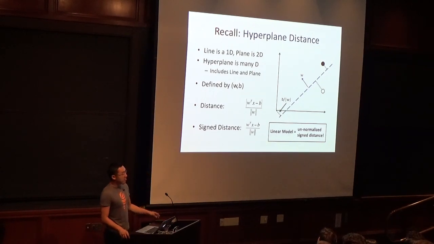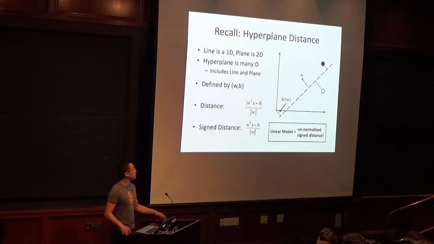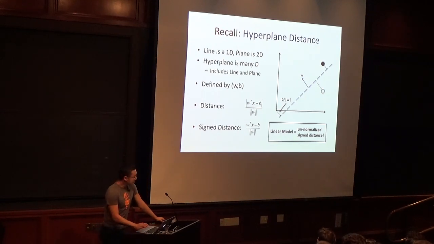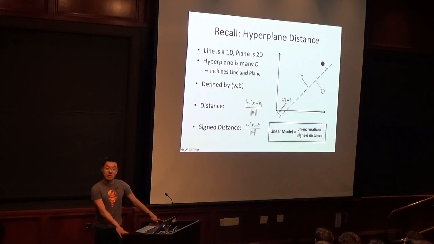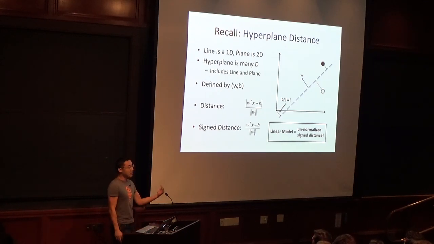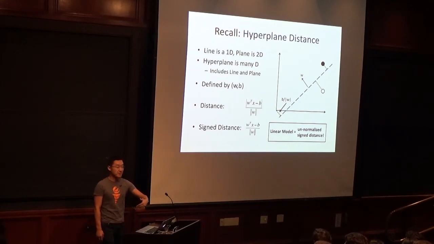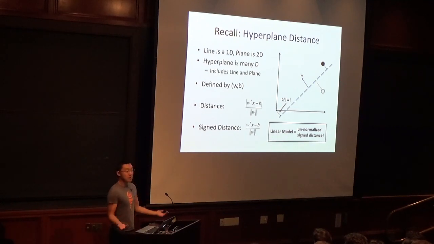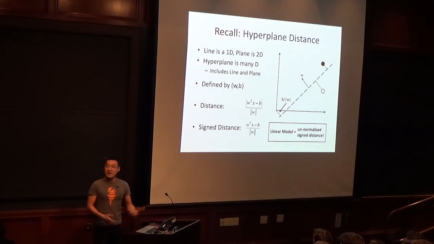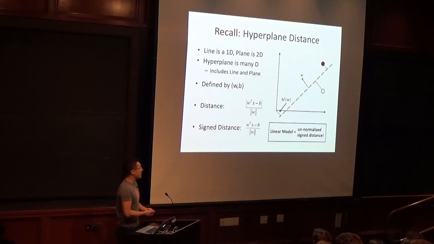The distance from a point to a hyperplane is given by this formula. You should have all learned this from your geometry class. We can also think of the signed distance, where we don't take the absolute value in the numerator. Now this gives us not only the distance from the point to the hyperplane, but which face it is on. Is it on the positive face or the negative face of the hyperplane? And a linear model from this geometric perspective simply gives you the score, the unnormalized signed distance of a point to the corresponding hyperplane.